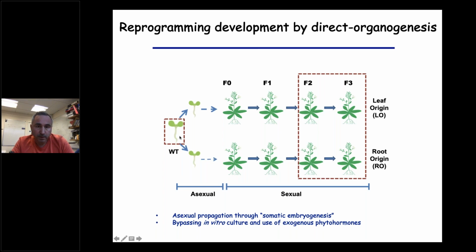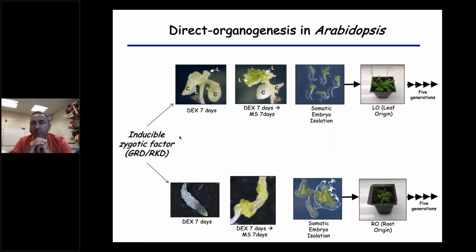Okay, and just to give you an example of how this works, we have transgenic lines. We can induce this RWPRK transcription factor, and this can induce the formation of somatic embryos on the surface of the leaves, which we can rescue with microneedles into normal media, no hormones, and then allow the roots and the shoots to form, and then transfer them into soil and propagate them sexually for 5 generations, and the same for roots. Right?